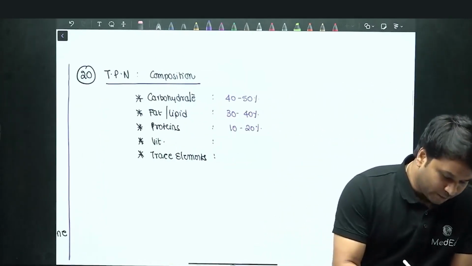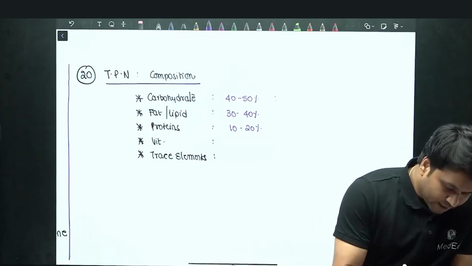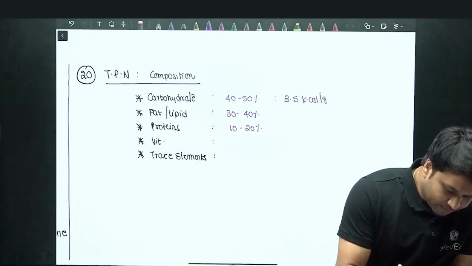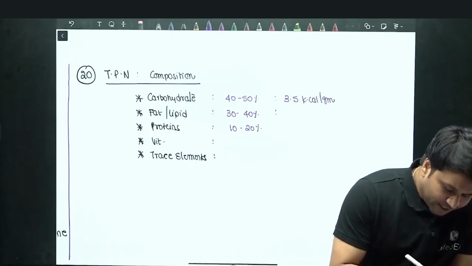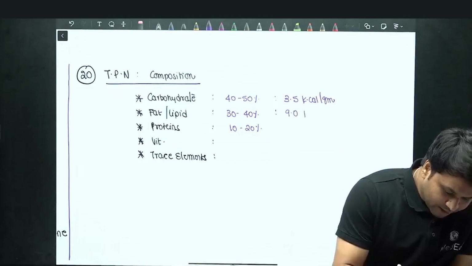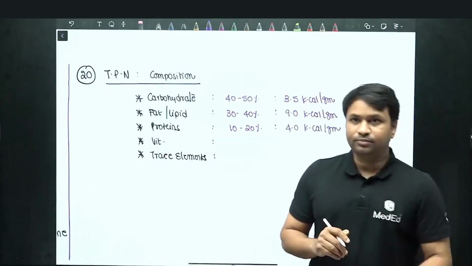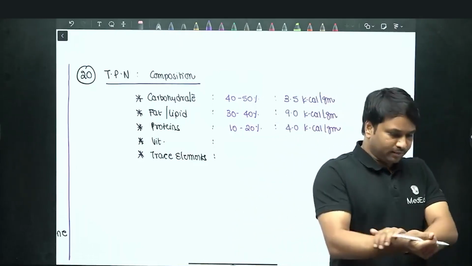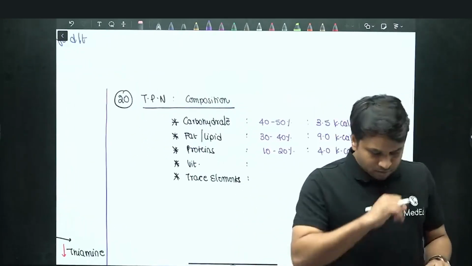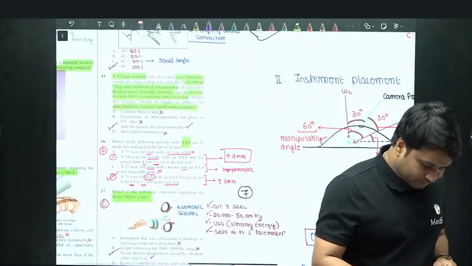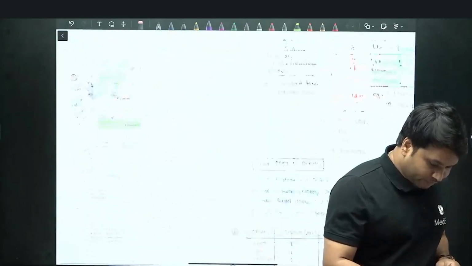How much energy will you expect? Remember, carbohydrate gives 3.5 kilocalories per gram, whereas fats will give you 9 kilocalories per gram, and protein will give you 4 kilocalories per gram. Okay. Now, if you apply this to our question, that is question number 20.